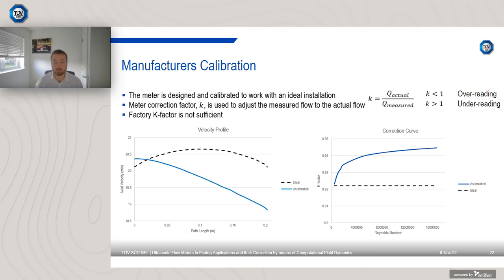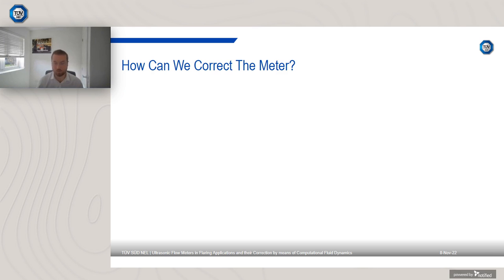Through our analysis, we've also seen that the K factor changes with Reynolds number. So obviously you can then see that the K factor is not sufficient, especially at the higher Reynolds numbers. So how can we correct these flow meters then?